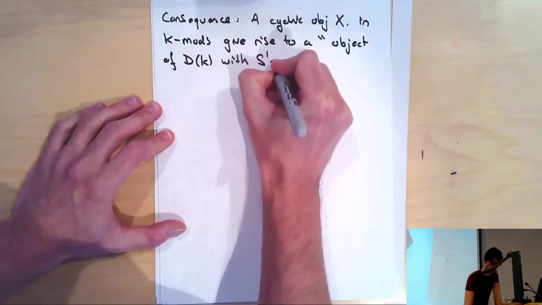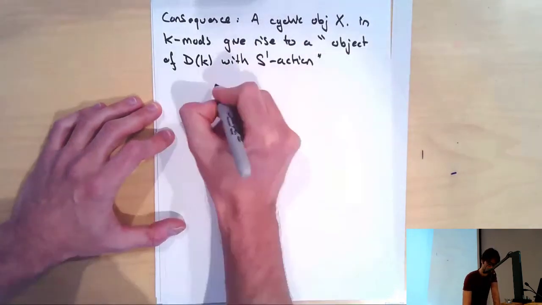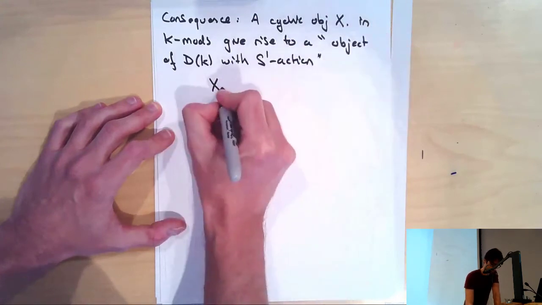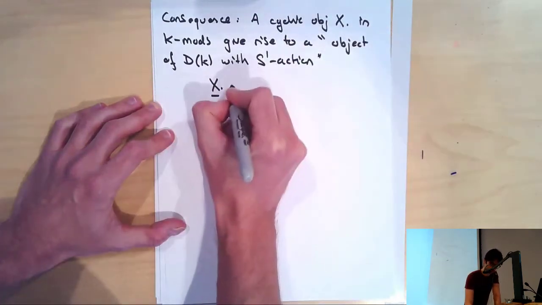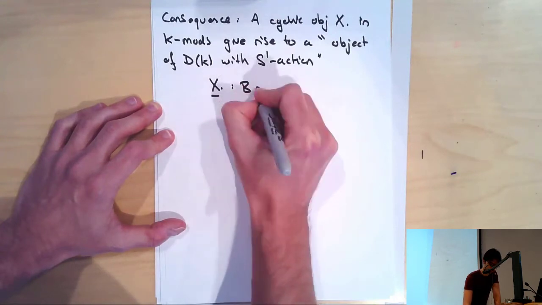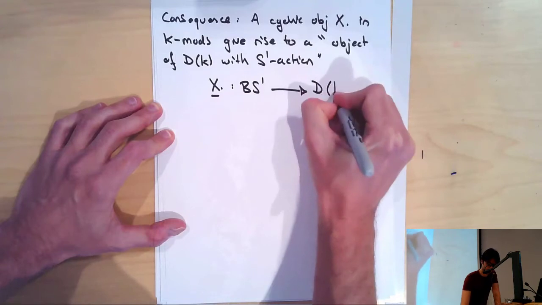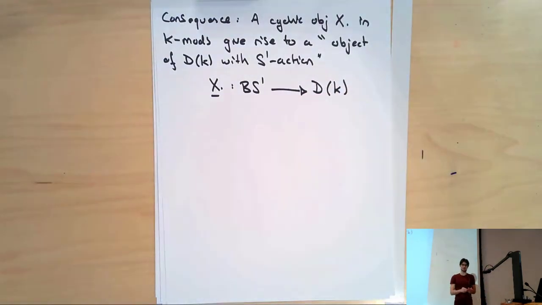equipped with an action by the circle in the sense that it will produce for us some functor, which I'd like to slightly distinguish from the original cyclic object. So let me underline it as a bit of fudge of notation. A functor from BS1 to dk. Now this needs to be unraveled a bit because it looks like an extremely bizarre statement.